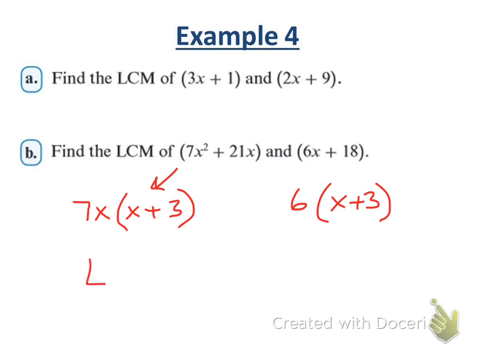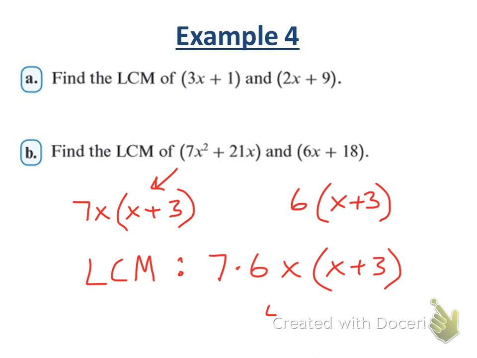So my LCM has to have one of every factor that's being represented here, right? So I need a 7. I need a 6. I don't need to factor 6 because it's relatively prime to 7. I need an x, and I need an x plus 3 only once. So my LCM is 42x times x plus 3.